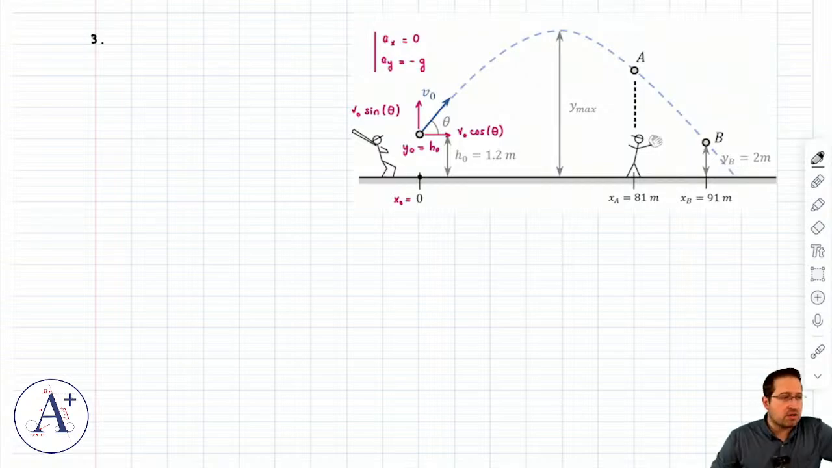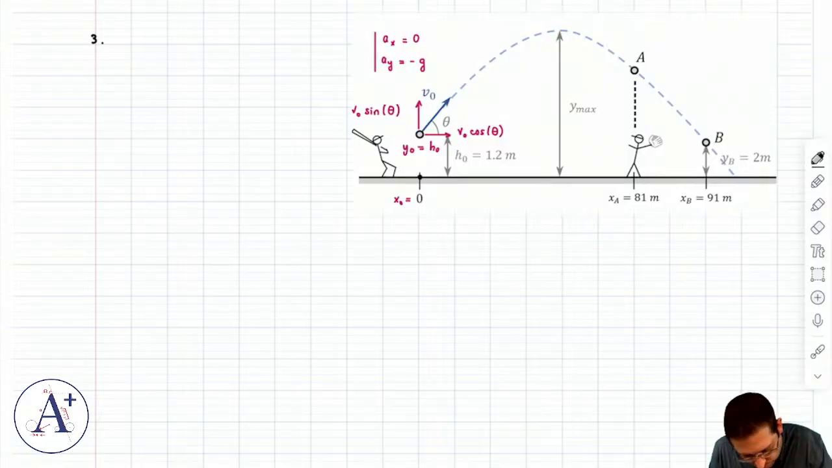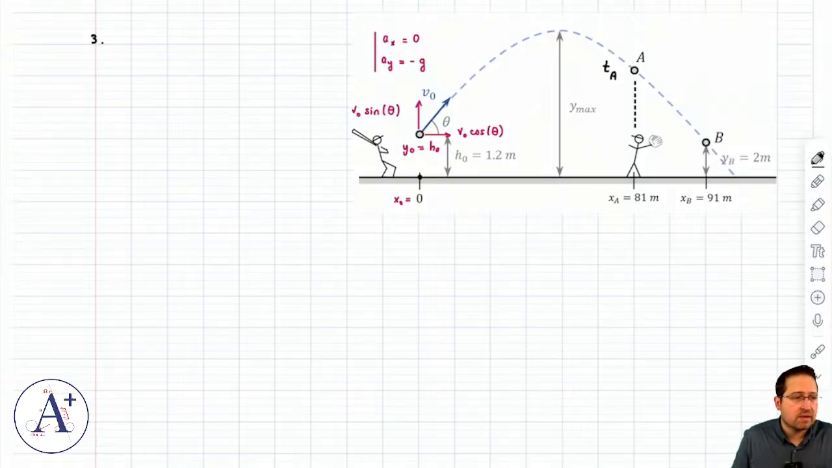Okay, so really the question is, what's the height of the ball at point A? Right? So let's say that this happens at time ta. Well, what's the height of the ball? Who knows? We need to know ta.